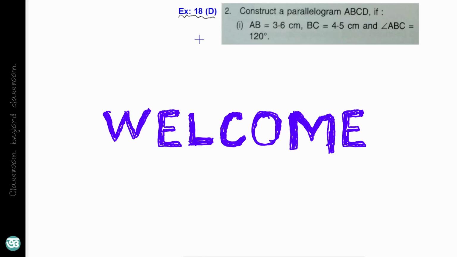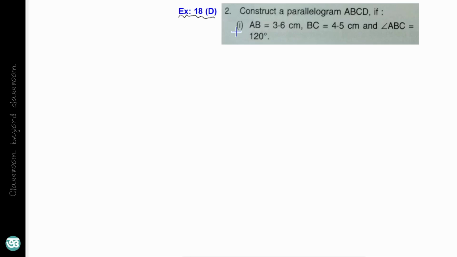Exercise 18D, question number 2-1. Construct a parallelogram ABCD if AB equal to 3.6 centimeter, BC equal to 4.5 centimeter, and angle ABC equal to 120 degrees. So let us draw the rough diagram first.